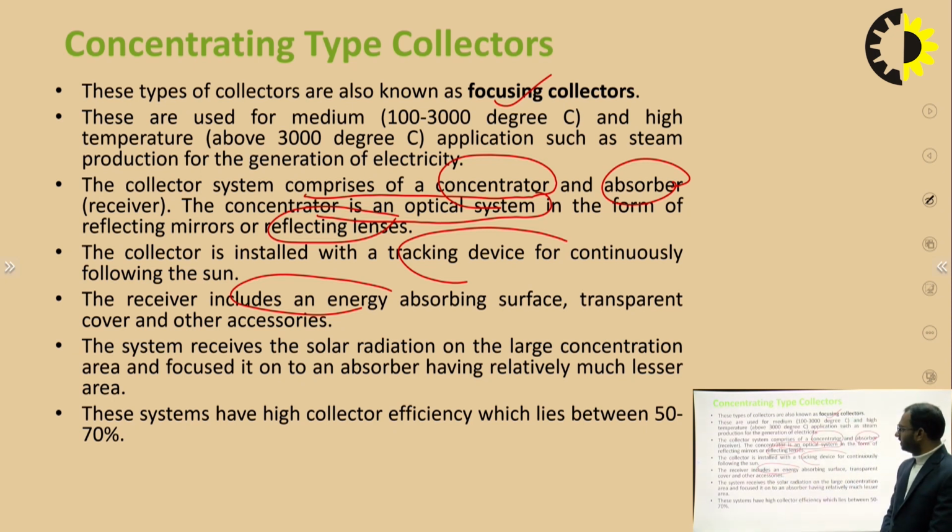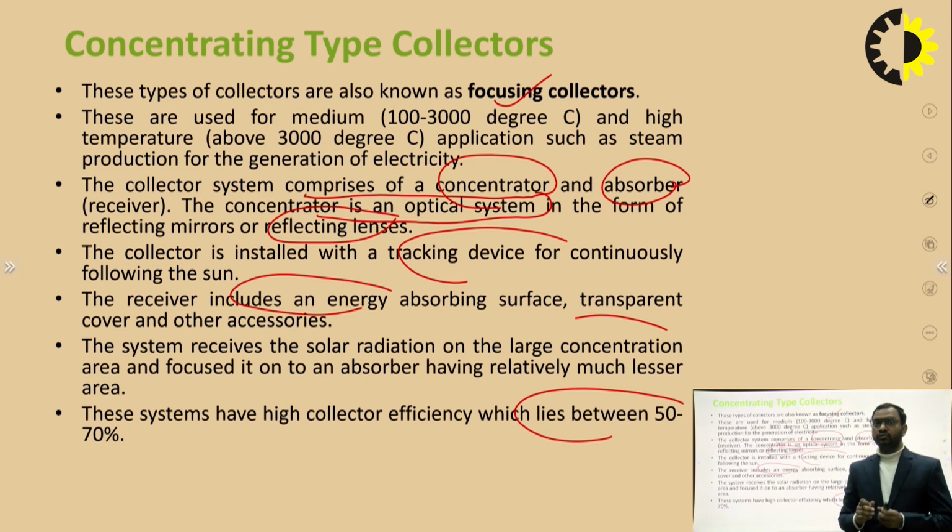This type of system receives solar radiation over a large concentration area and focuses it onto an absorber having a relatively much smaller area. These systems have high collector efficiency, which lies between 50 to 70%. So we can say that concentrating type collectors have higher efficiency compared to non-concentrating type collectors.